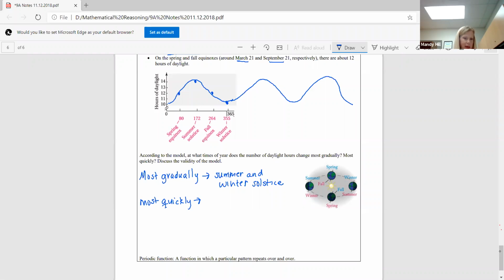Around the time of each spring equinox, the number of hours of daylight increases rapidly, and it decreases rapidly around the time of the fall equinox. It's going to increase here and it's going to decrease here. In other words, the length of the day changes most quickly near the equinoxes.